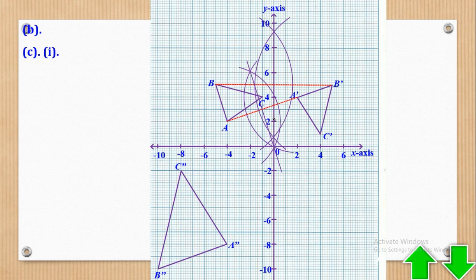Now from there, we have to look at the point of intersection. So the point of intersection of those two bisectors, if you look at this, they intersect at this point, which is 0, 0. What does that mean? That means that that is the center of rotation.